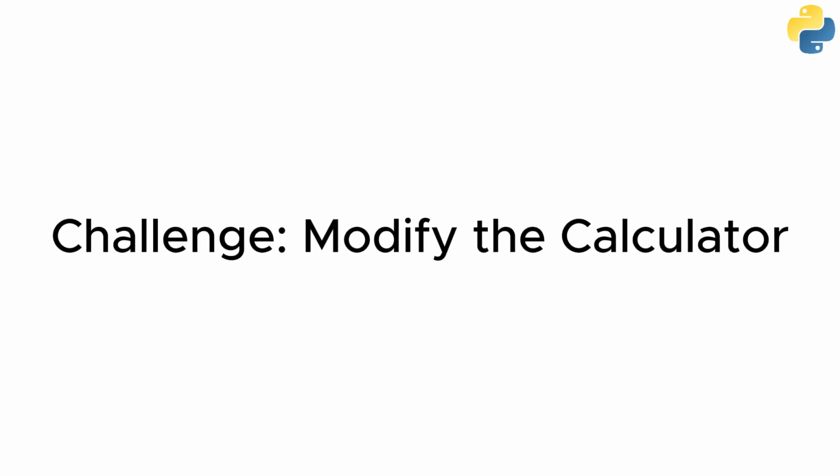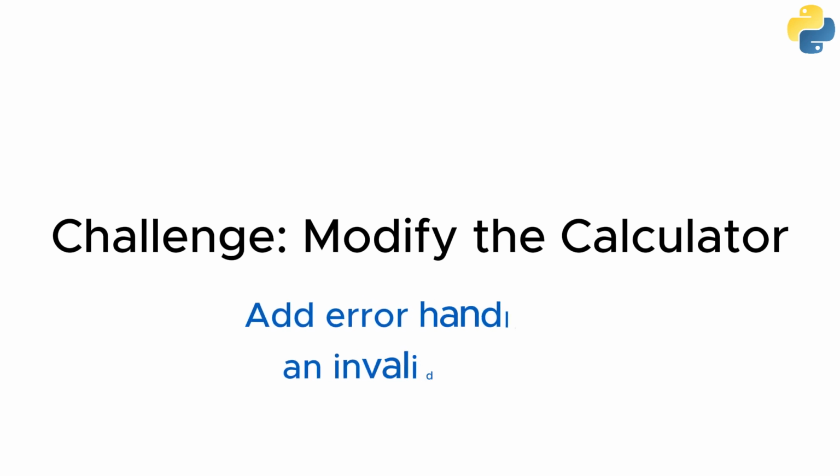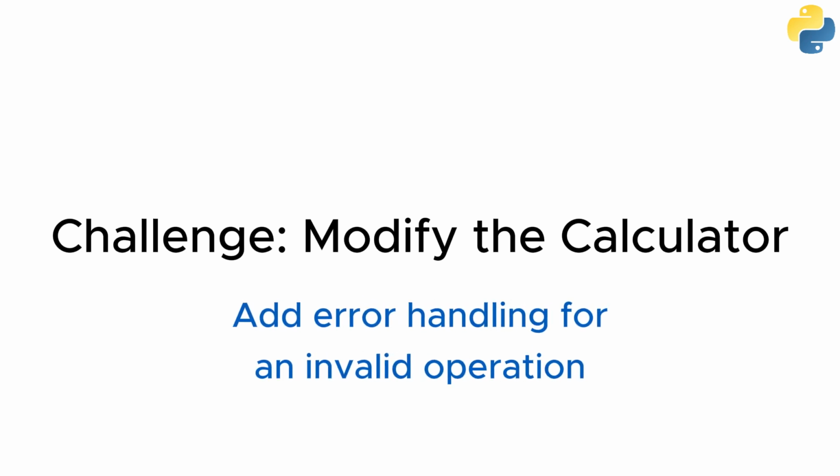All right, time for your challenge. Modify our calculator. Can you add error handling for an invalid operation symbol, for example if the user types x instead of plus, minus, multiply, or divide, before it gets to the numerical input? Think about how you'd check for valid operations. Hint: you might not even need a try except here, but rather an if statement, which is also a form of input validation.